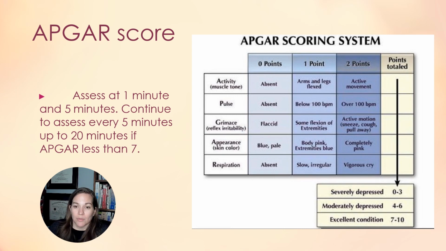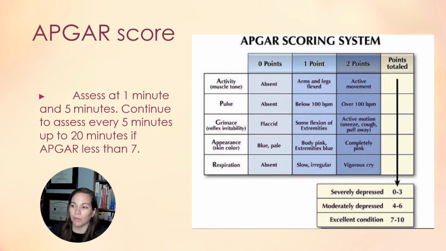The pulse rate is the next one. So if there is no heartbeat that we can detect, then they get 0 points. If it's over 100, so this is a little different than our fetal heart rate monitoring, right? 100 instead of 110. But if it's over 100, they get the full 2 points. If it's less than 100, they get 1 point. And this is at 1 minute, remember? So we have a full minute to allow the baby to kind of recover and catch their breath, if you will. It's not like, okay, the baby's born and now immediately I have to assess what's going on. We assess at 1 minute old, okay?